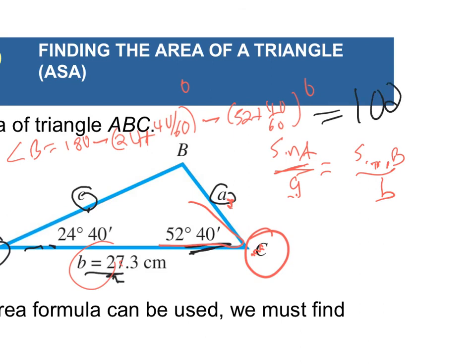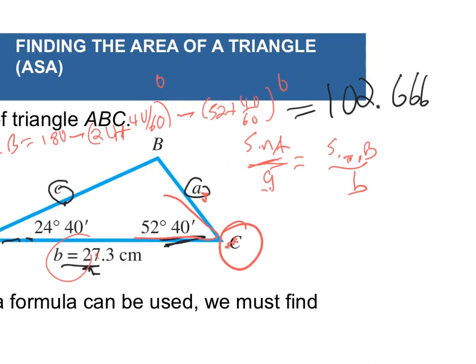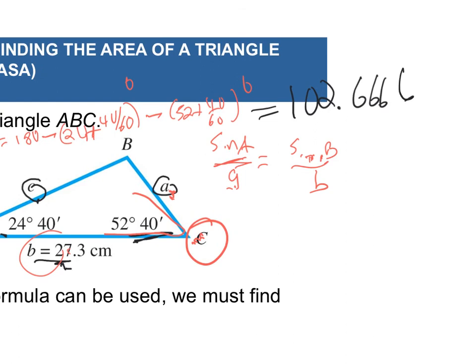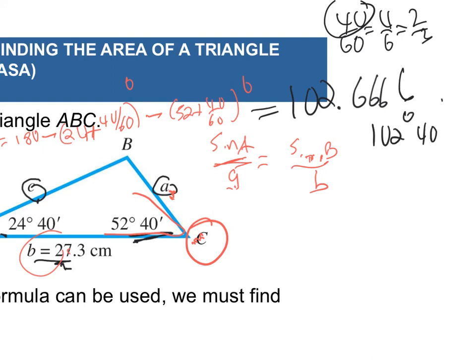102 with a whole lot of sixes, right? That whole lot of 6s, 40 out of 60 is 4 out of 6, which is 2 out of 3. It's 40 minutes. So I'm going to write that as 102 degrees and 40 minutes, just because that's the way the notation is for the rest of it. So that's 102 with 40 minutes.